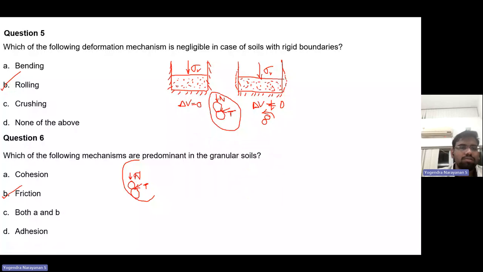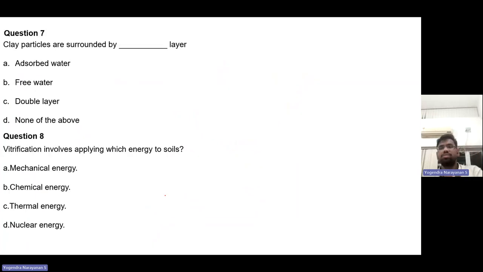So the option will be friction. So moving to the next question. Clay particles are surrounded by.